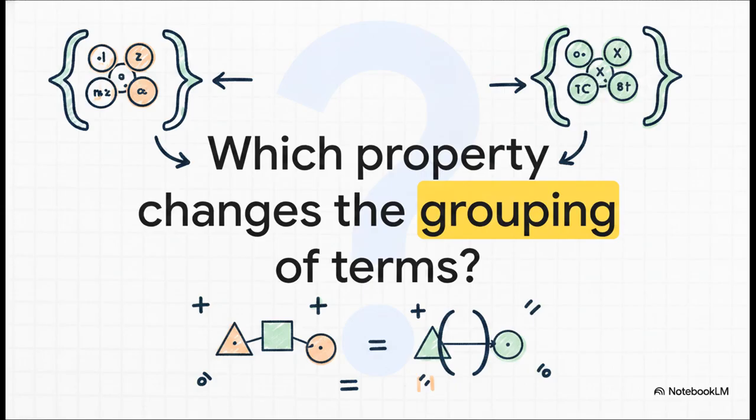Are we changing the actual order of the numbers? Or are we just changing how they associate and group together? Look really closely at the numbers, 9, 5, 3. The order from left to right never changed at all. What changed was the parentheses. We shifted the grouping from the 5 and 3 over to the 9 and 5. Because we only changed who was associating with whom to make our mental math faster. 9 plus 5 is 14, plus 3 is 17. We successfully just used the associative property.